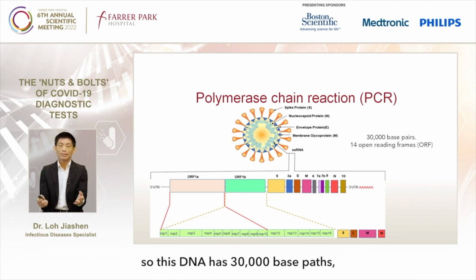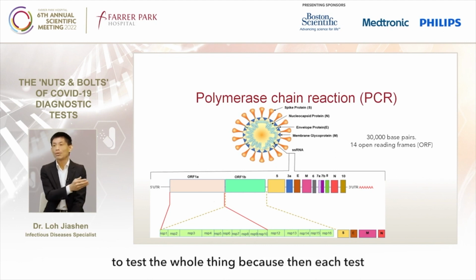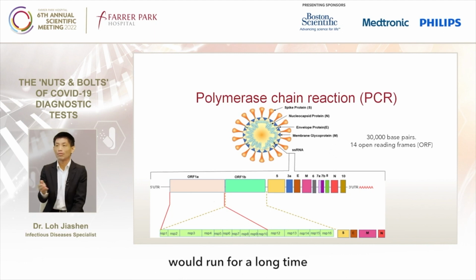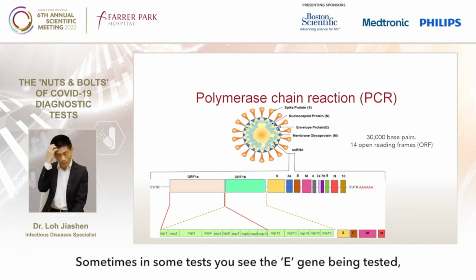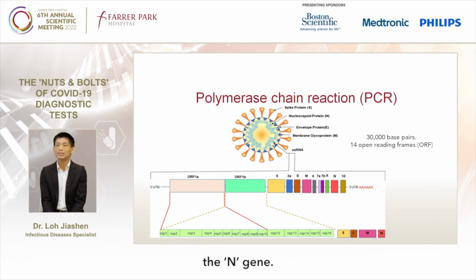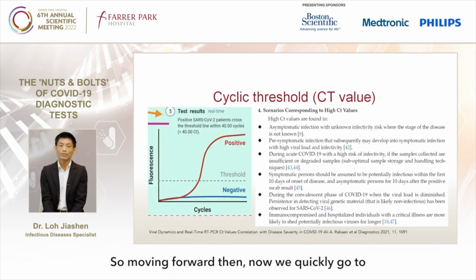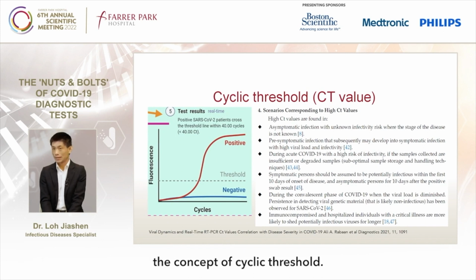So this DNA has 30,000 base pairs, right? So it is very difficult for each test to test the whole thing because then each test will run for a long time. So we only test specific segments. Sometimes in some tests you see the E gene being tested, the N gene, all right? So moving forward, then now we quickly go to the concept of cyclic threshold.